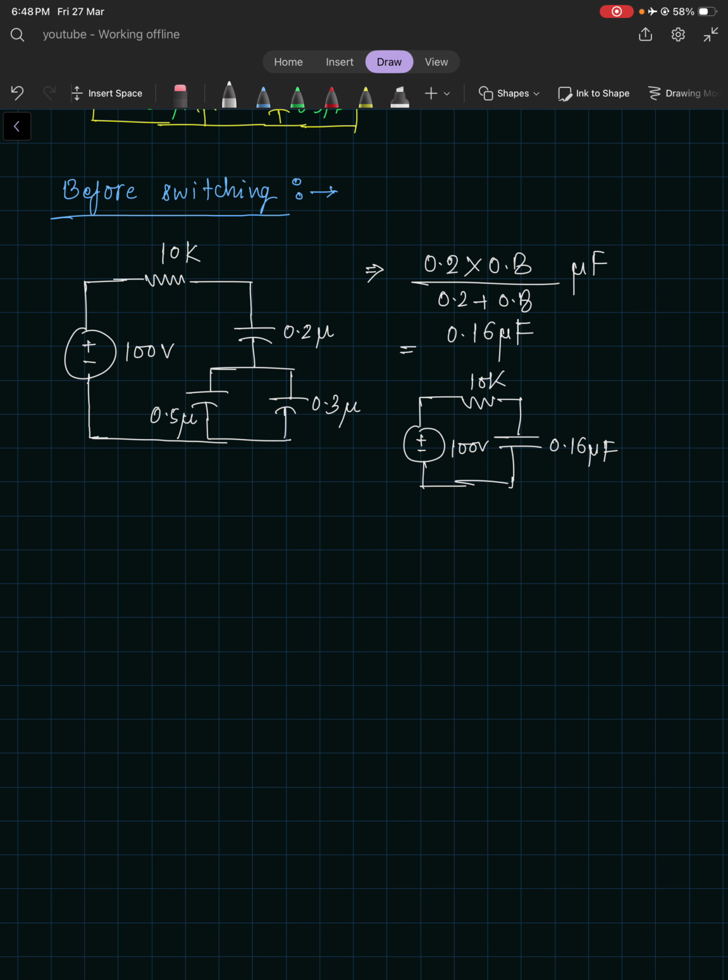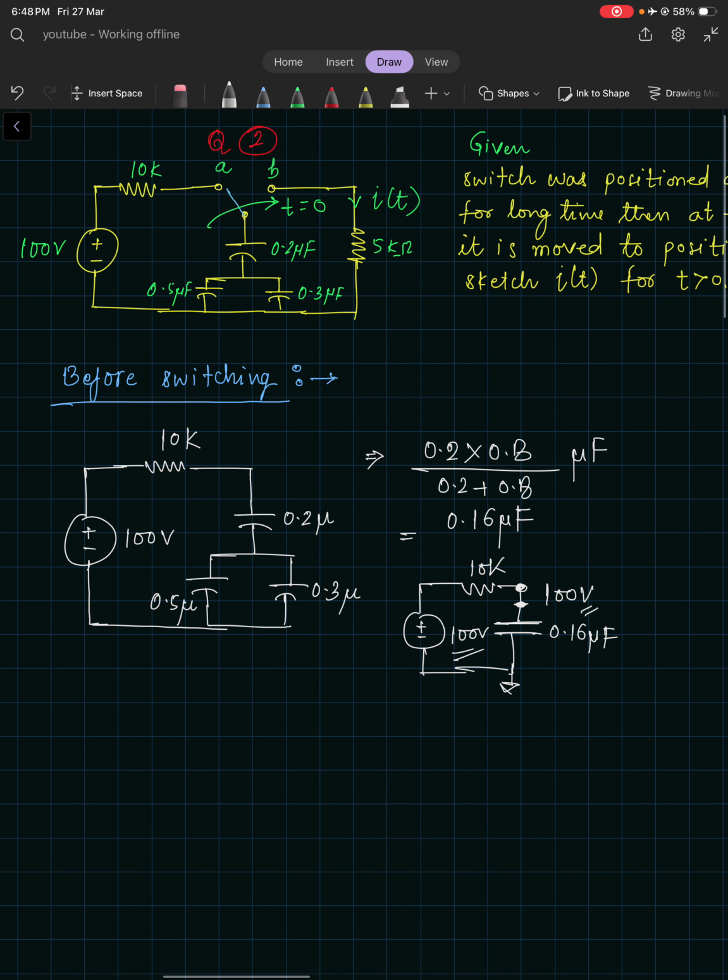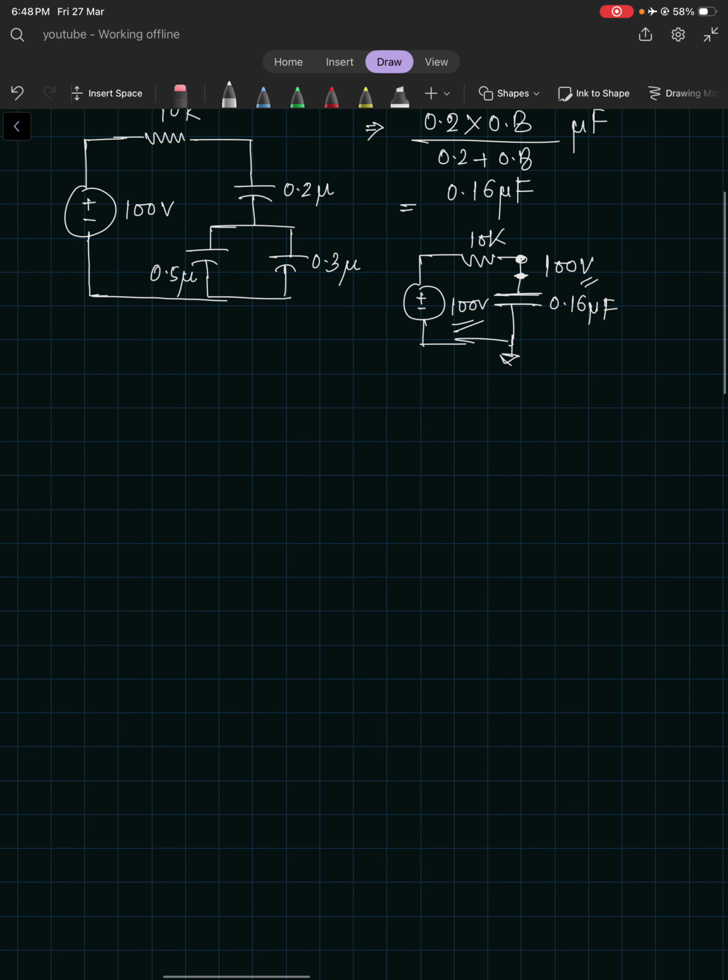Now the question says the switch stays at position A for a long time, which means the upper node of this capacitor will charge up to 100 volts, right? Because 100 volt is there. Now it is switching to position B at t equal to 0.